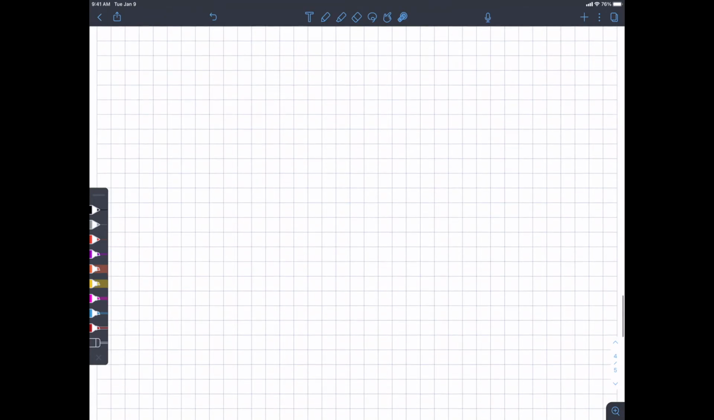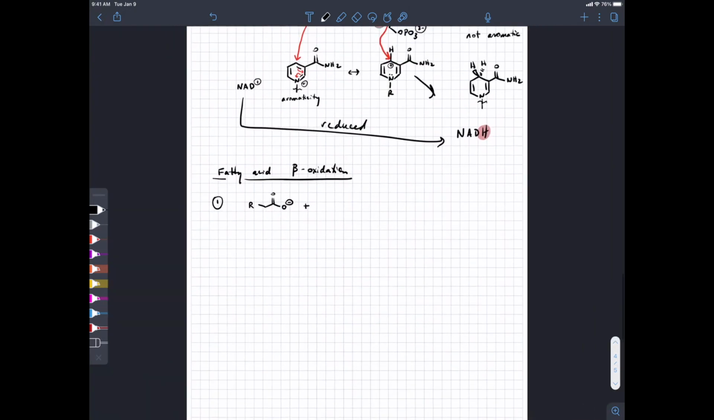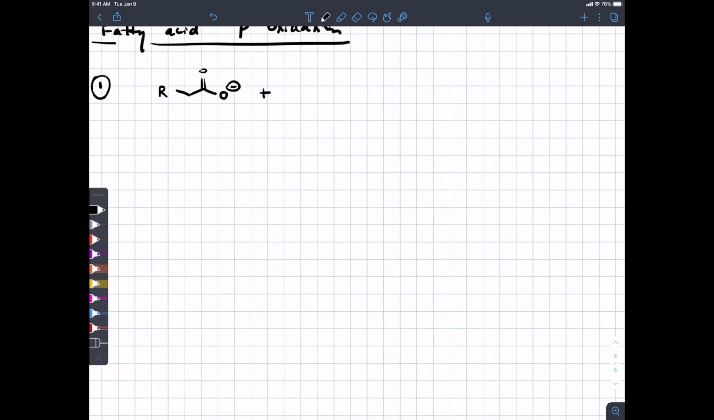All right. This is called fatty acid beta oxidation, and it involves a precursor step, and then 4 additional steps that are repeated again and again. First, we've got to convert the long-chain carboxylic acid into a thioester. Okay? So we're going to use ATP to do this.